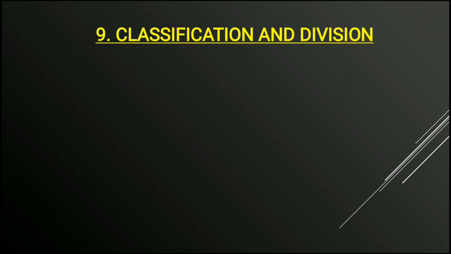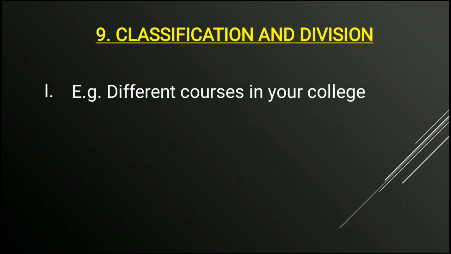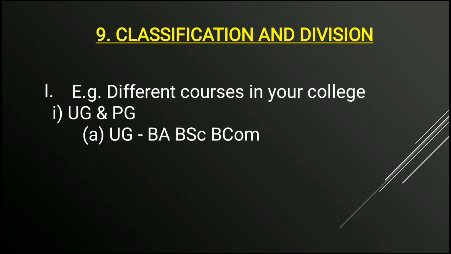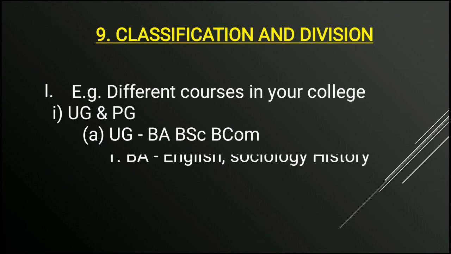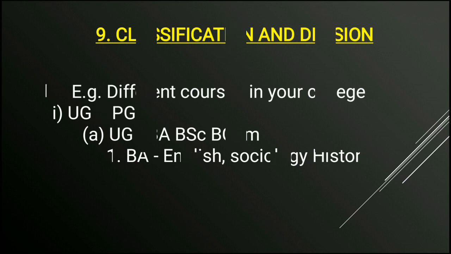Classification and division. Example, different courses in your college, that is UG and PG. In UG, you have BA, BSc, and BCom courses. In BA, you have BA English, BA Sociology, and BA History.